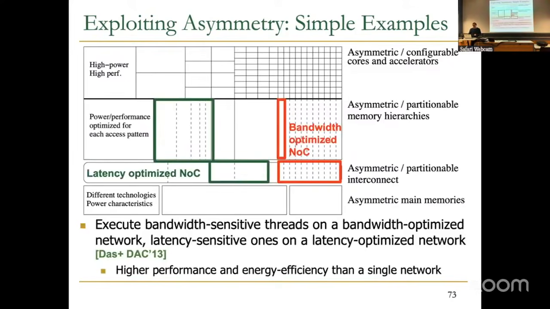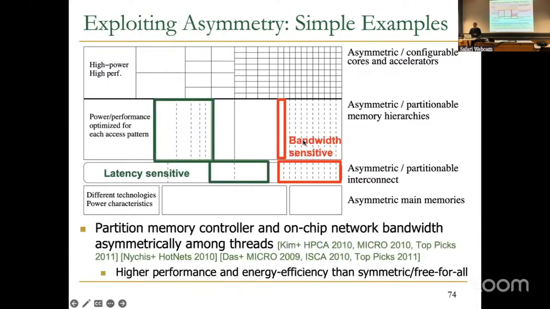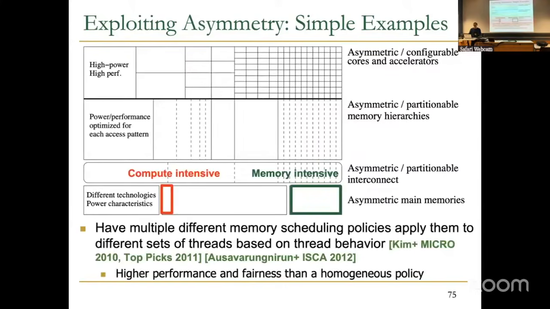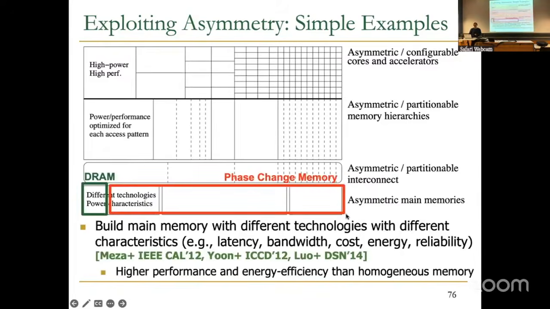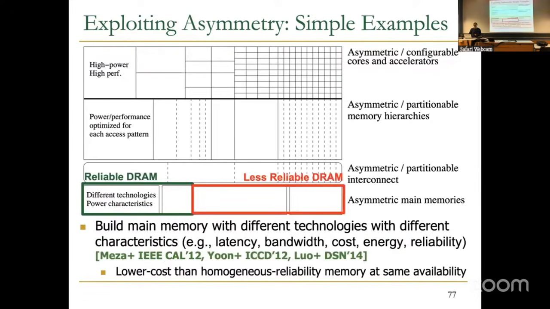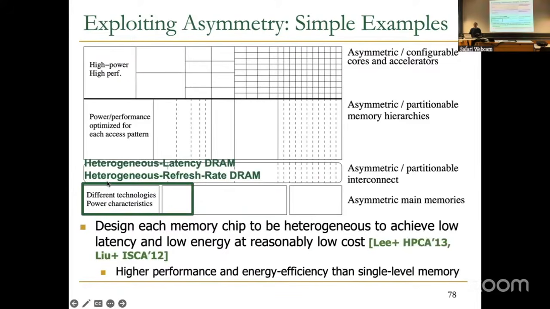Okay. So we're going to talk about interconnects. You can have latency optimized versus bandwidth optimized interconnects. We've talked about memory controllers, and you can partition the memory bandwidth or interconnect bandwidth across latency sensitive and bandwidth sensitive workloads differently. Thread cluster memory scheduling kind of does that. We've also talked about memory scheduling policies that are catered differently for compute intensive versus memory intensive workloads. And we've talked about hybrid memories, right, for different purposes. We've also talked about reliable DRAM versus less reliable DRAM. And we've also talked about heterogeneous latency DRAM and heterogeneous refresh rate DRAM. So we have a lot more today.